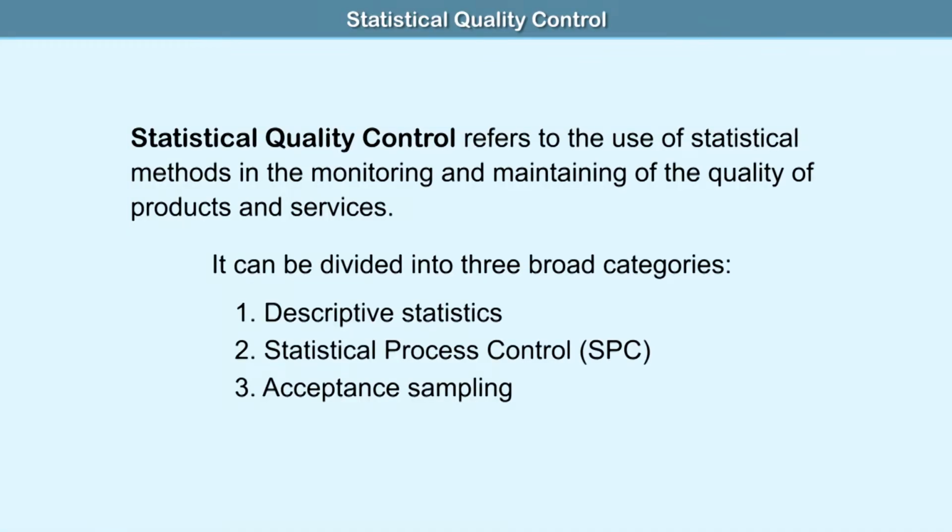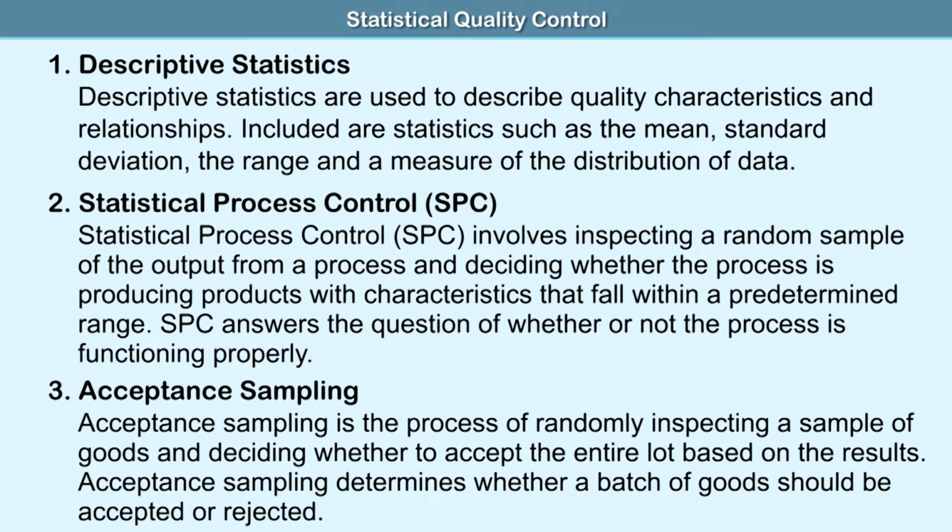Under this, we are going to study statistical quality control, which refers to the use of statistical methods in the monitoring and maintaining of the quality of products and services. It can be divided into three broad categories. The first one being descriptive statistics. Descriptive statistics is used to describe quality characteristics and relationships. These include statistics such as the mean, standard deviation, the range, and a measure of the distribution of data.